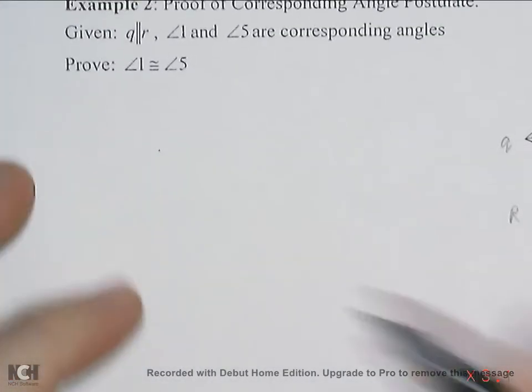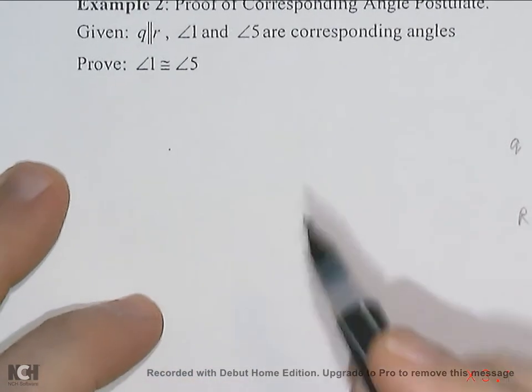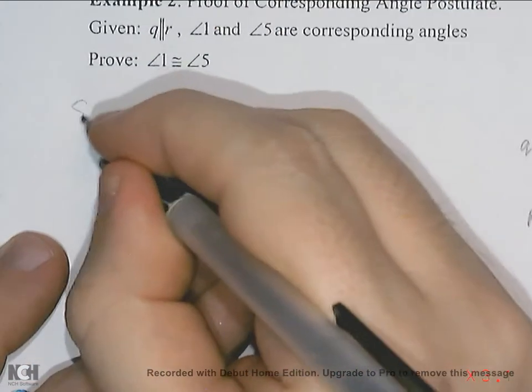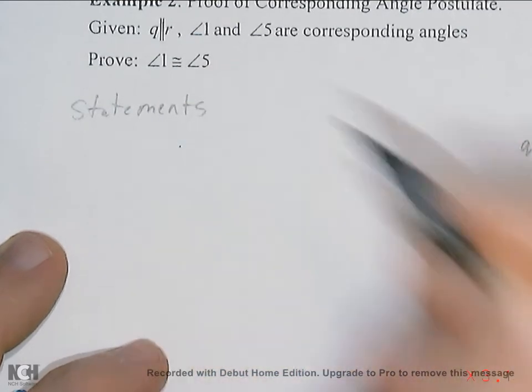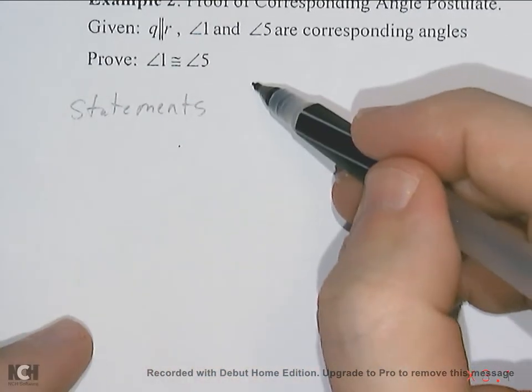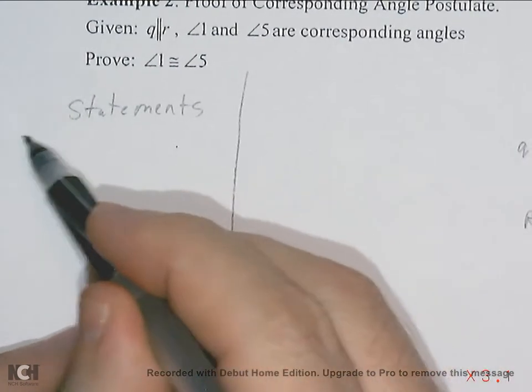Okay? Now, in order to do a proof, we need to start off, and let me adjust my camera here. We always start off with basically two columns. We have a column where we state our statements, and those are basically facts or something that we know.